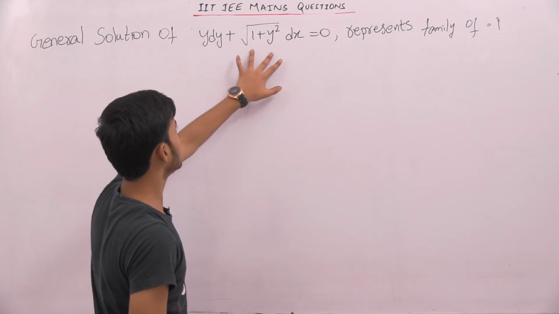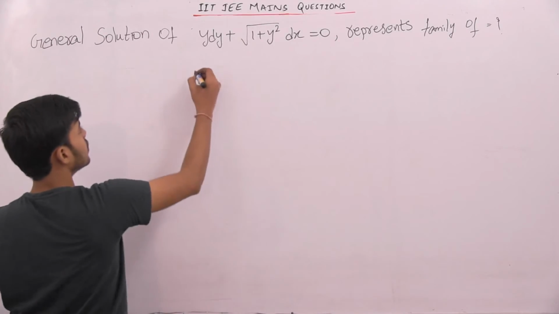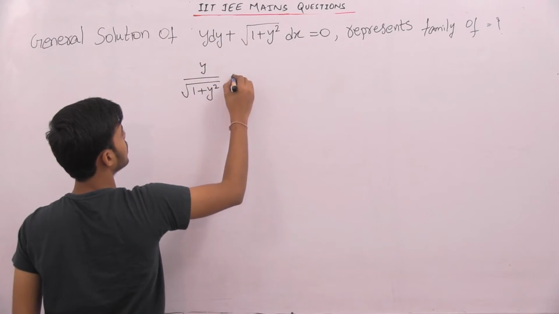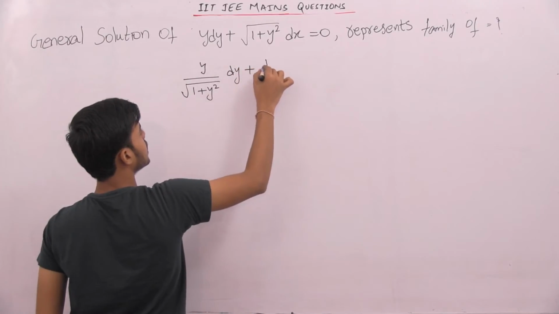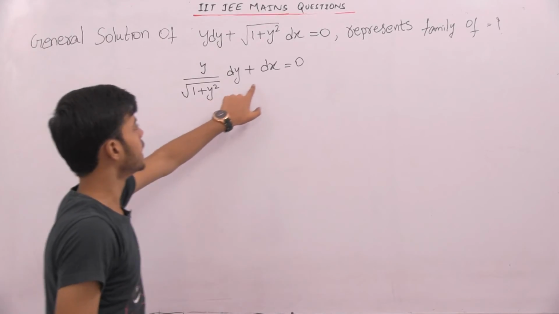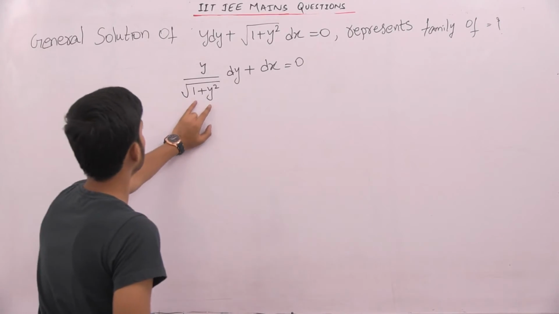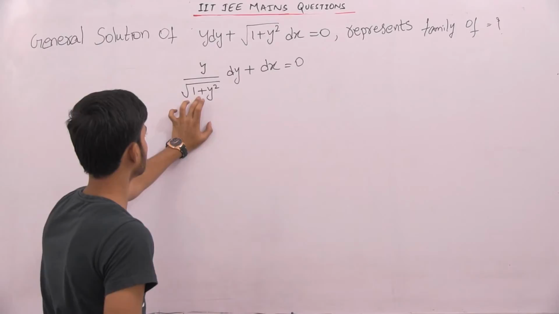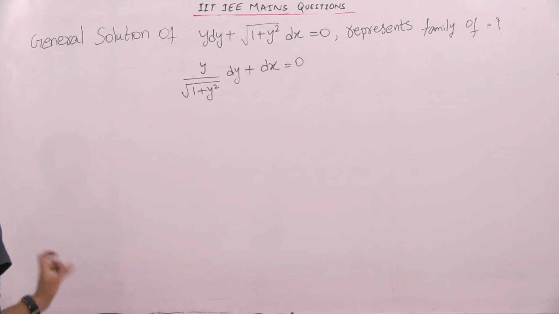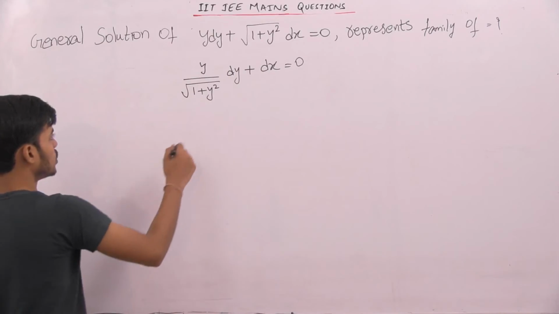So let's divide it by root over 1 plus y square, so we can separate the y terms and x terms, which will help us in integrating it: y over root 1 plus y square dy plus dx is equals to 0. So now the dx part can be integrated easily, and coming to the dy part, the 1 plus y square, which is in the denominator, if we observe its derivative, which will give us 2y, then we have it in the numerator. So this can be done by substitution method.